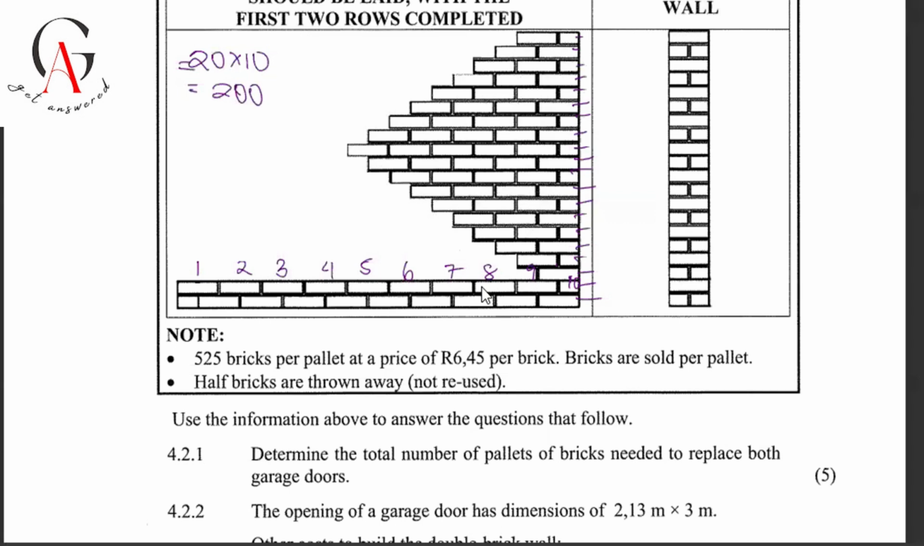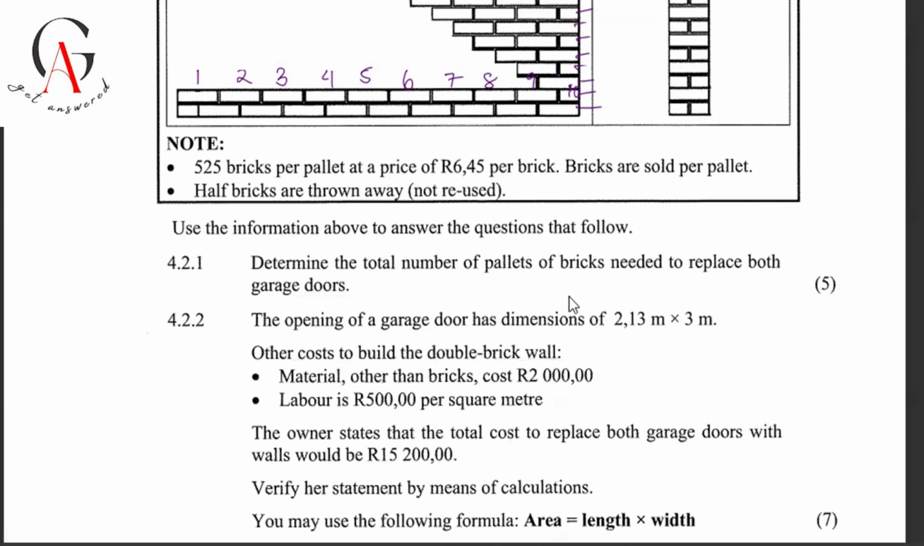That becomes 200 bricks, but it's a double wall. Multiply by 2 to get 400. So they're asking you how many pallets are needed here. Definitely, if you need 400 bricks, you shall need 1 pallet because a pallet has 525.